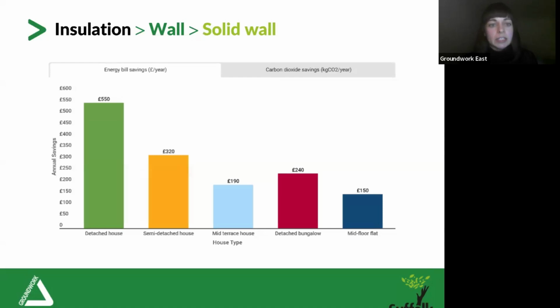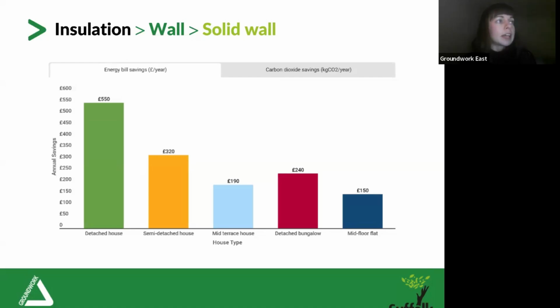When we're looking at solid wall, you can see some of the examples of savings there. So for about £550 for a detached house, £190 per year for a mid-terrace house.